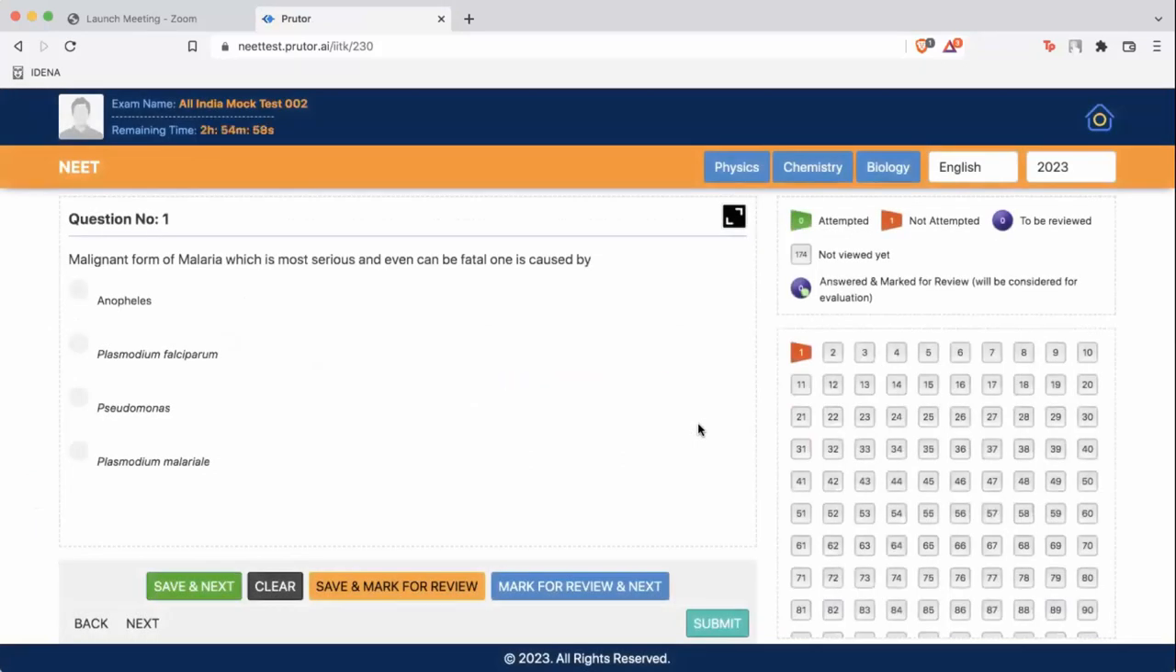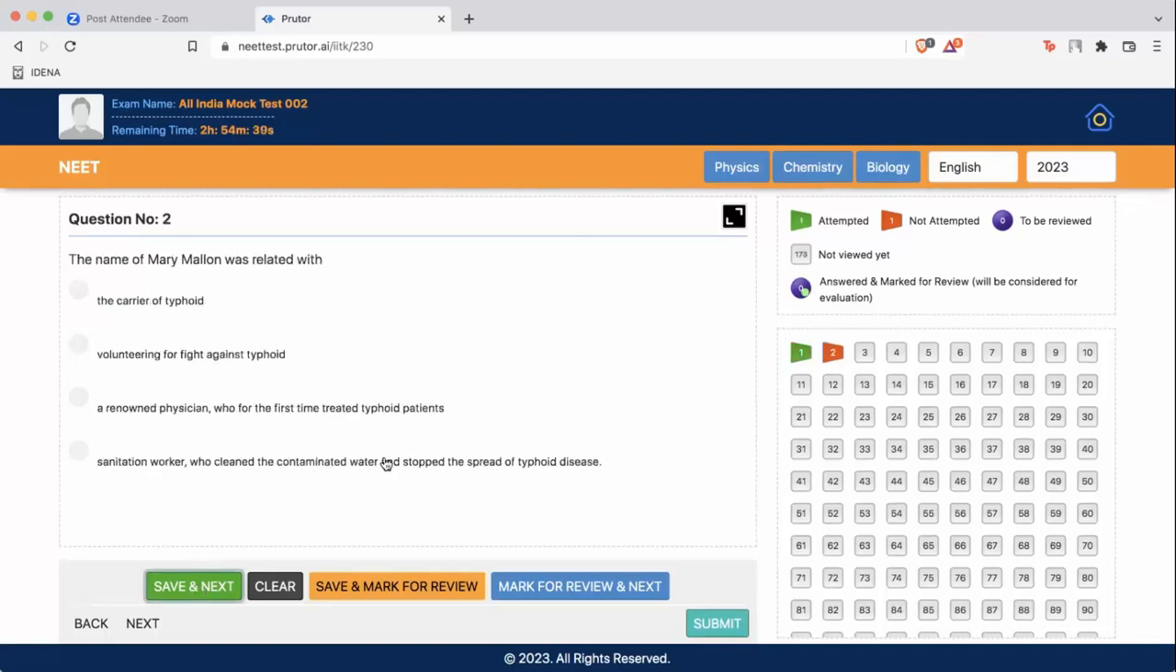Okay, so first we're starting with the malignant form of malaria, which is more serious and can even be fatal. Anopheles, Pseudomonas. Malaria is caused by the Plasmodium parasite, and here the most dangerous one is Plasmodium falciparum. It gives black urine.